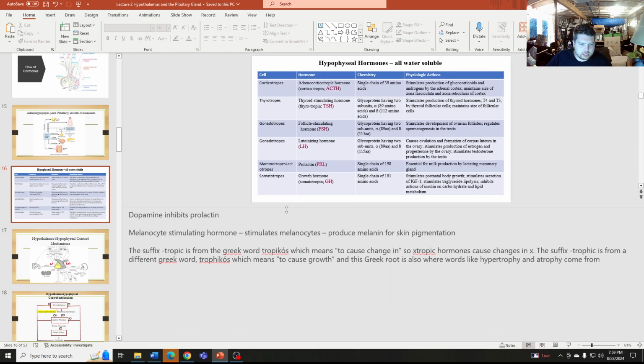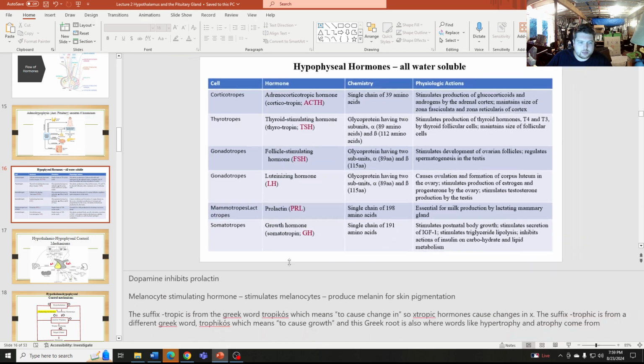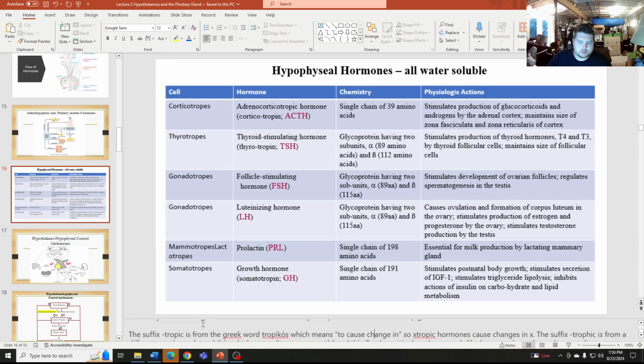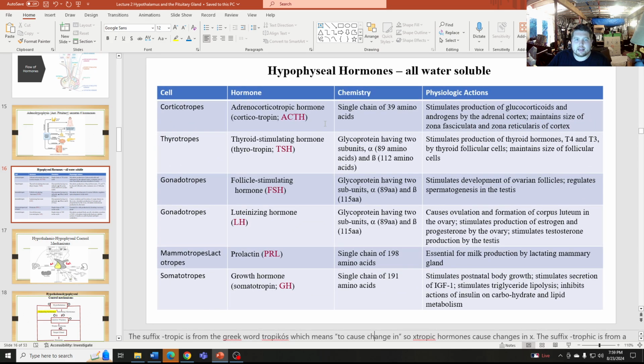So we're going to keep on going. There's just that little definition, tropic, where that comes from, to cause change. So all of these hormones, the ones we're going to look at: adrenocorticotropic hormone, ACTH, thyroid-stimulating hormone, follicle-stimulating hormone, luteinizing hormone, prolactin, and growth hormone, aka somatotropin.